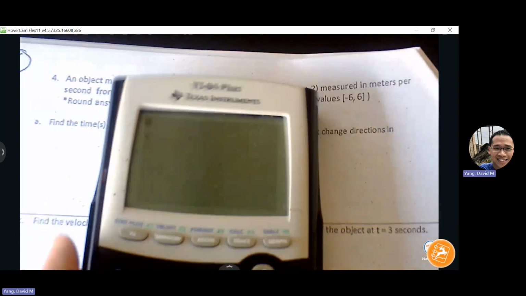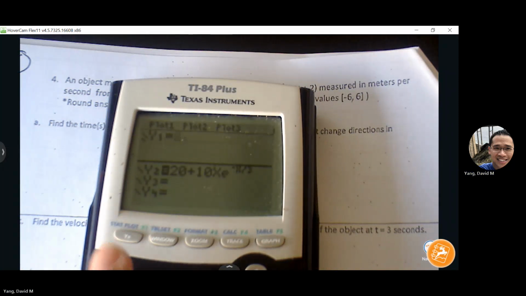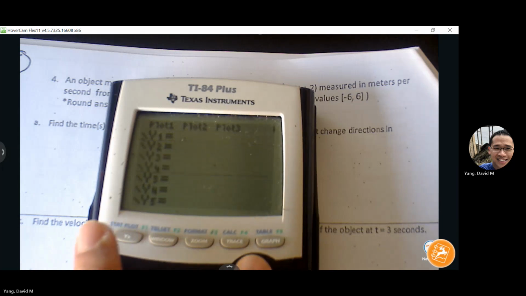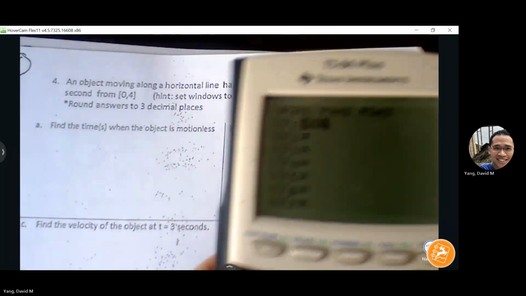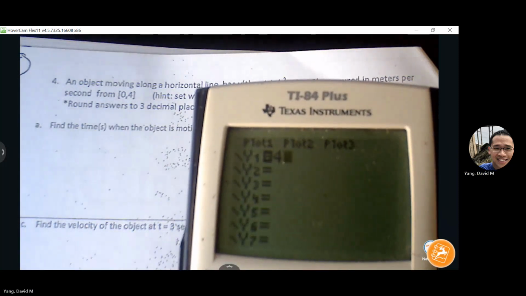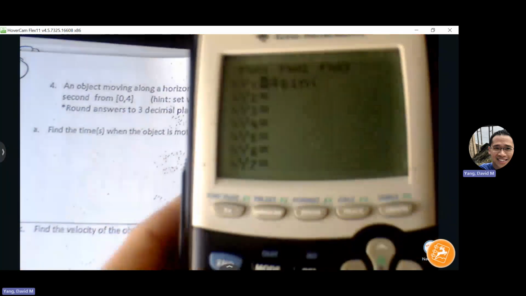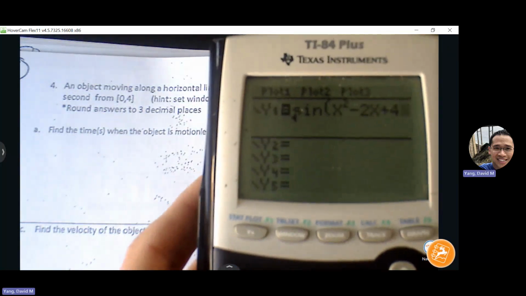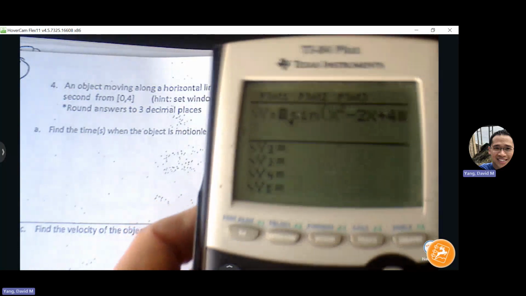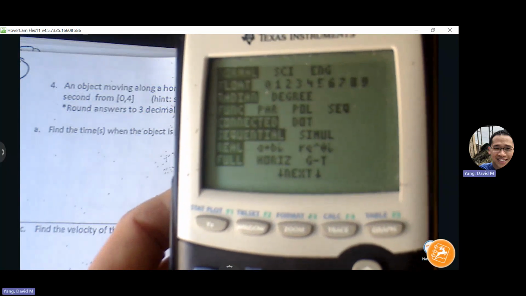So go to y equals. Make sure, again, you're in radian mode. Okay, we'll type in 4 sin(x² - 2x. Again, always use what variable in your calculator? X, yeah. We're always in radian mode. We're never in degree mode on the AP exam. You're going to go to mode, and then scroll down and make sure radian is highlighted and not degree.